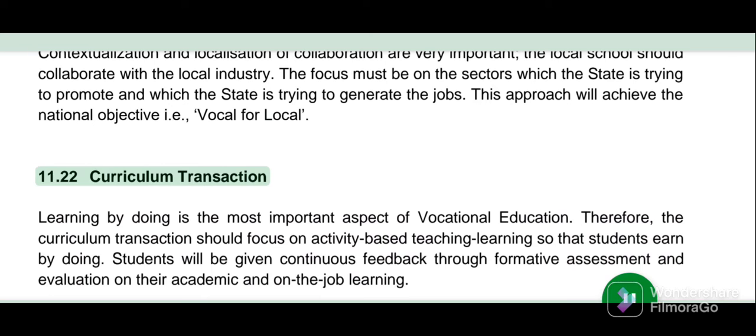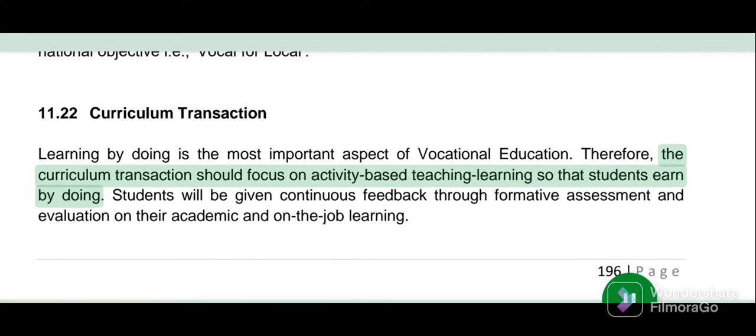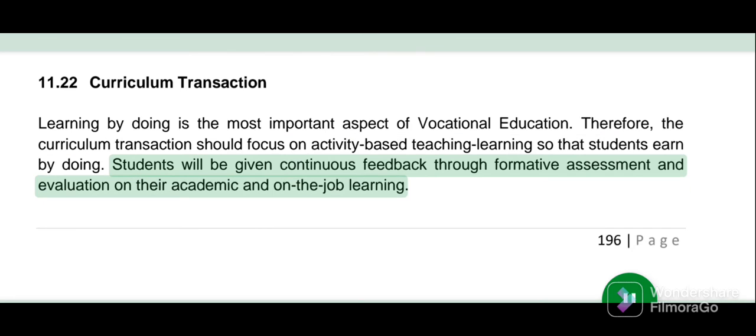11.22 Curriculum transaction. Learning by doing is the most important aspect of vocational education. Therefore, the curriculum transaction should focus on activity-based teaching learning so that students learn by doing. Students will be given continuous feedback through formative assessment and evaluation on their academic and on-the-job learning.